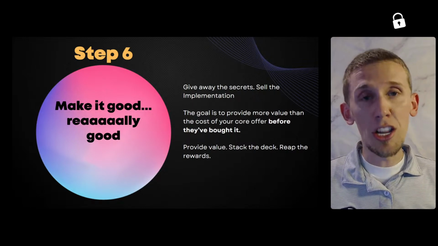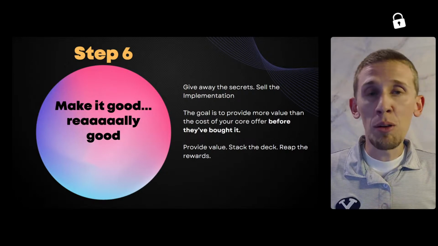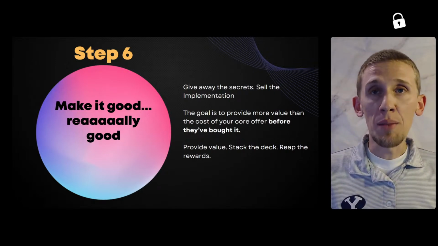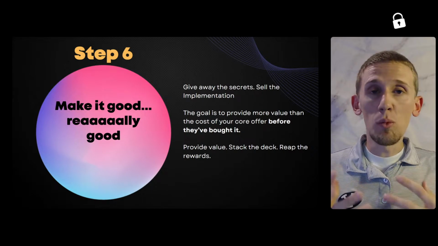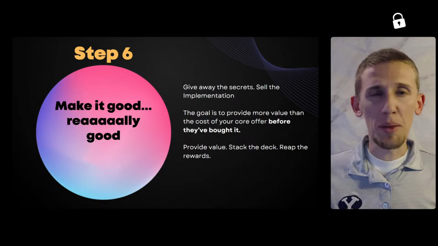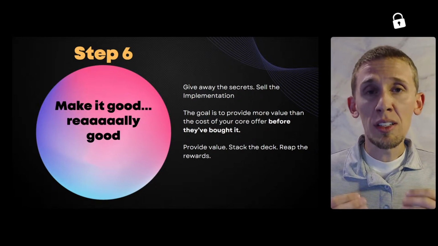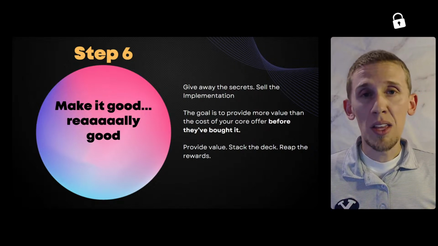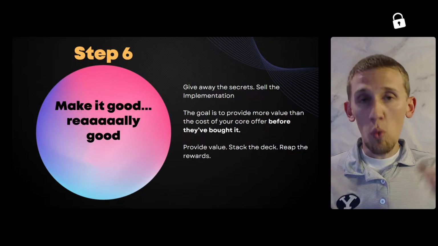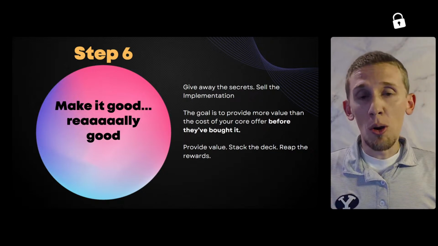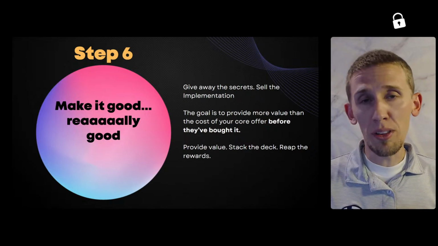So number 6 is make it good, really good. So remember, we talked about providing value. Value is something that makes your offer, makes your lead magnet seem worth more than what it is. Maybe that's not the best way to describe it, but what you want to remember is give away all your secrets, sell the implementation, meaning don't hold anything back. The more value you give, the more worth that product is. So the goal is to provide more value than the cost of your core offer before they've bought it.